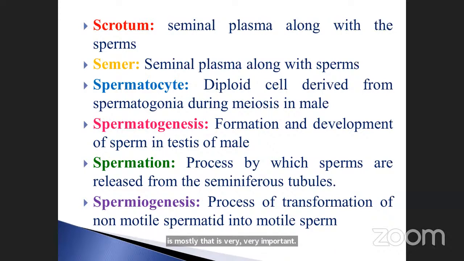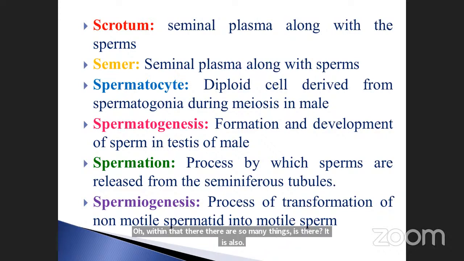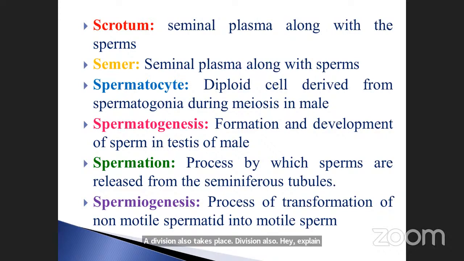And spermatogenesis: spermatocyte, here the spermatogenesis is the formation and development of sperm in the testis of male. Sperm is developed within the testis. Division also takes place, 1 into 2, 2 into 4. Finally, how many cells are present? A single cell is modified into numerous sperm cells. That is also spermatogenesis. Okay.